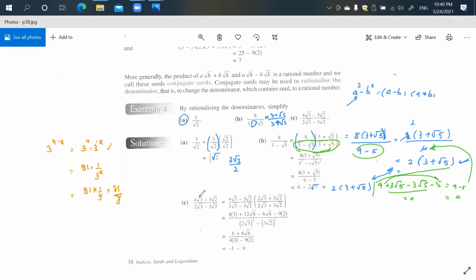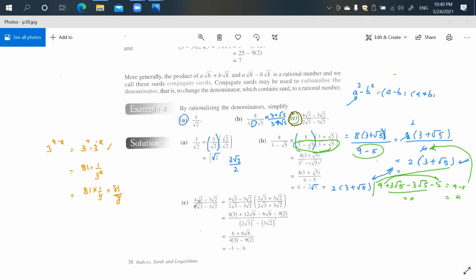Okay, so now go to the next example. Should be the last example, I think. So again, this one conjugated, right? So question give you this one, question C. Maybe I use another color. Okay, question C: 4 root 3 minus 3 root 2 over 2 root 3 minus 3 root 2.